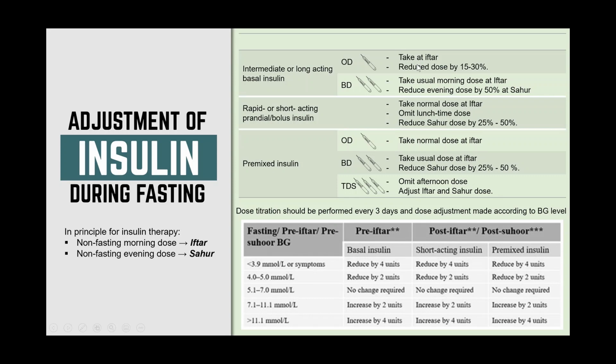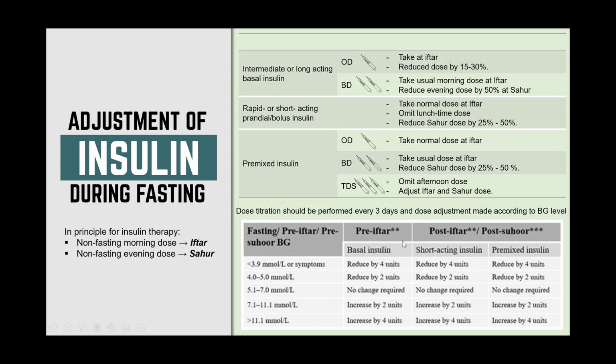As an example, if the patient receives 10 units of basal insulin during normal non-fasting, he needs to reduce the dose by about 30%, so we will educate the patient to take 7 units of that insulin at iftar. For rapid or short-acting insulin, they need to take the normal dose at iftar, omit the lunch dose, and reduce the whole dose by 25% to 50%. This dose titration should be performed every 3 days, and dose adjustment must be made according to blood glucose level.